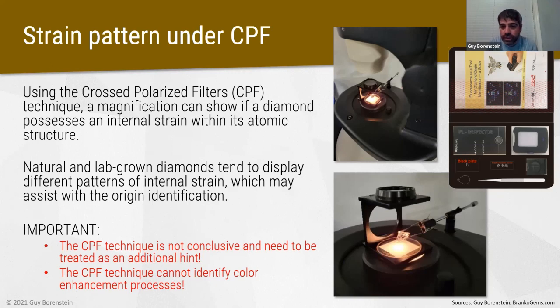When you're using the cross-polarized filter, you're taking two polarizing filters, very similar to the ones that we're using in cameras, and we're putting them at a right angle to each other in a way that they are blocking all the light from passing through, and we are placing the diamond in between them at an angle. And then we are looking into the diamonds, and we can see several different scenes.